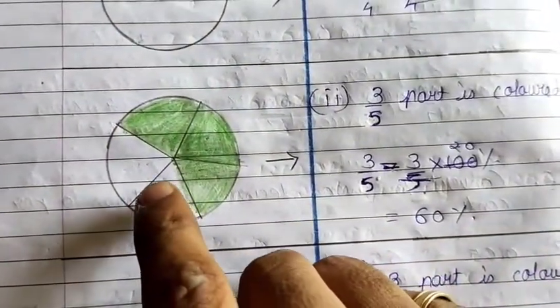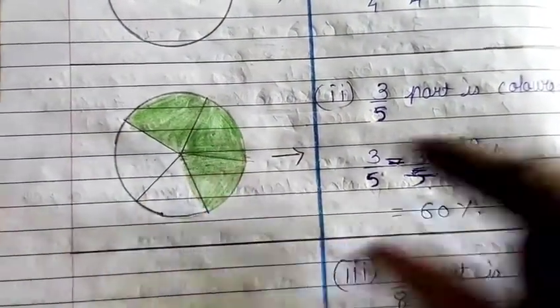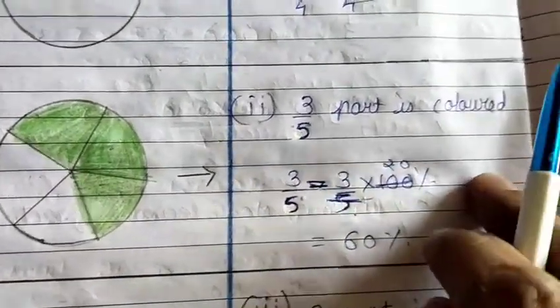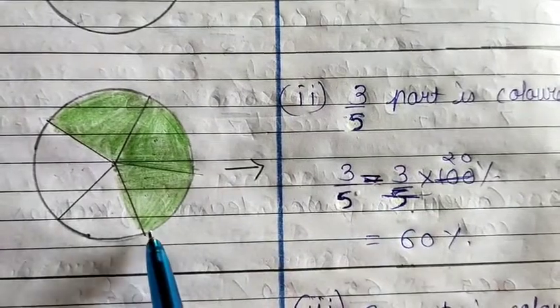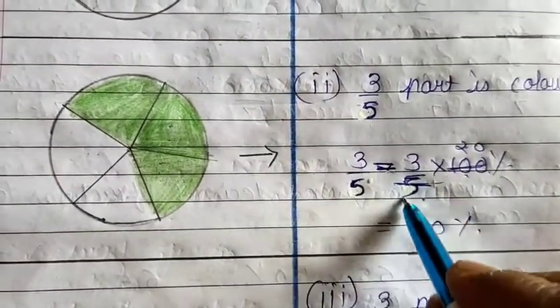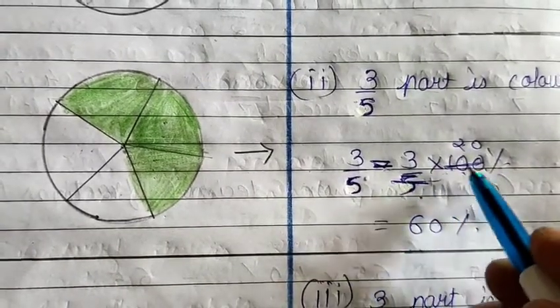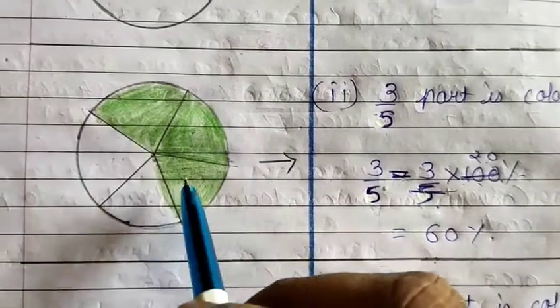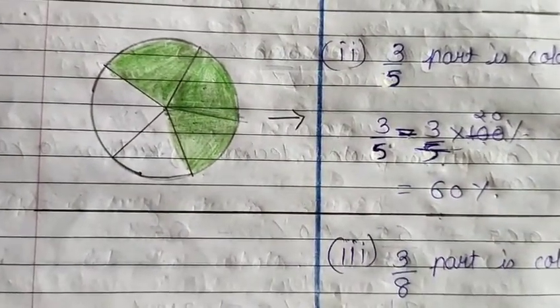The next one, this is a whole part. Count the total number of parts. 1 2 3 4 5. 3 parts out of 5 parts are colored. We can say that 3/5 part is colored. Means we have to find the percent of it. So multiply it with 100. That is 3/5 into 100%. That is 5 twenties are 100 and 3 twenties is 60%. We can say that 60% of the whole is colored.